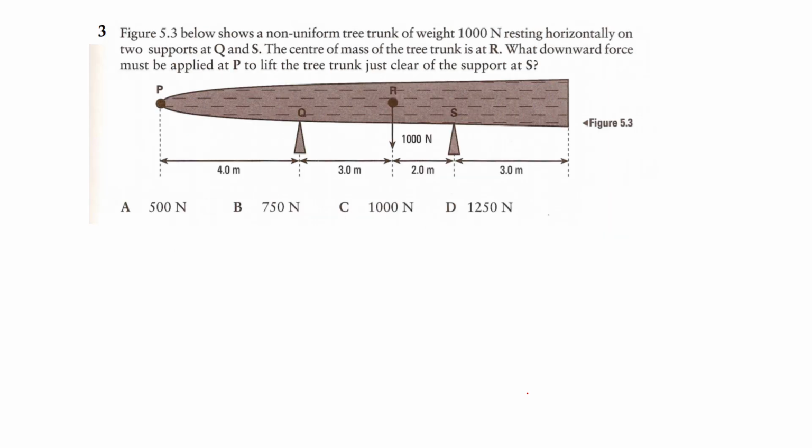Figure 5.3 below shows a non-uniform tree trunk of weight 1000 newtons resting horizontally on two supports at Q and S. The center of mass of the tree trunk is at R. What downward force must be applied at P to lift the tree trunk just clear of the support at S? You've got four options. Is it 500, 750, 1000, or 1250 newtons?